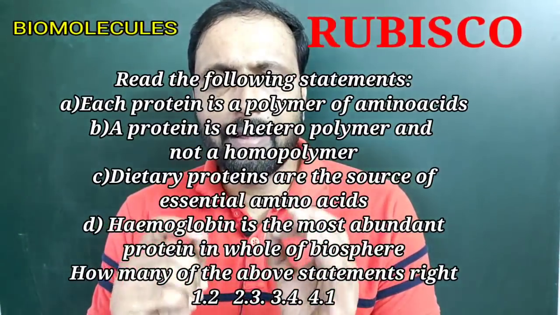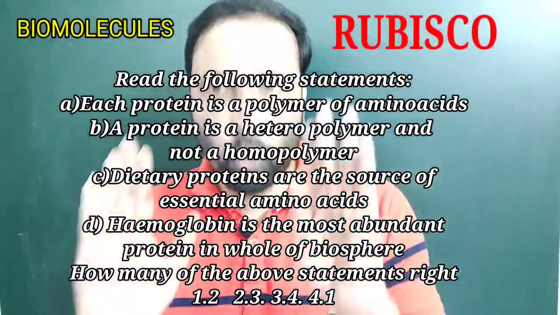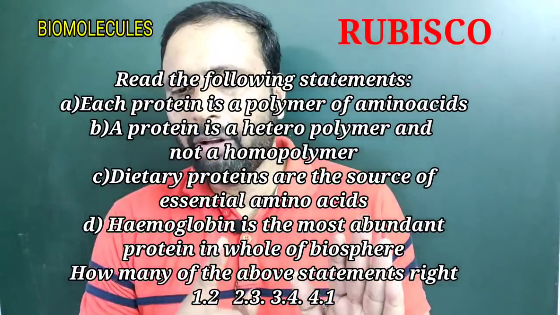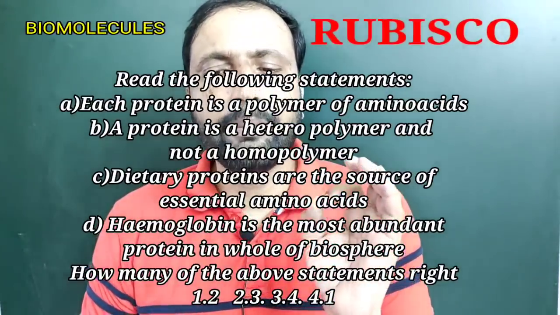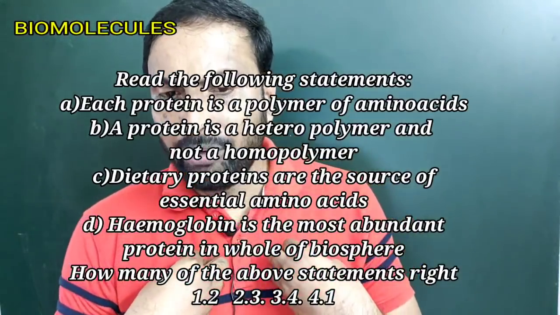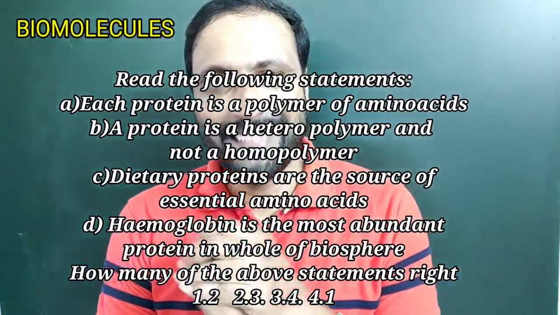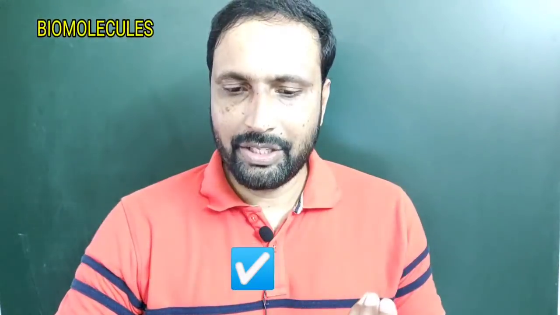Definitely hemoglobin is the most abundant protein in human beings, but not in the whole biosphere. That is Rubisco. So except D, in my point of view, A, B, C are correct statements. So in my point of view, the second option is correct. In everybody's point of view, the second option is correct. Okay. Then go for the next question.